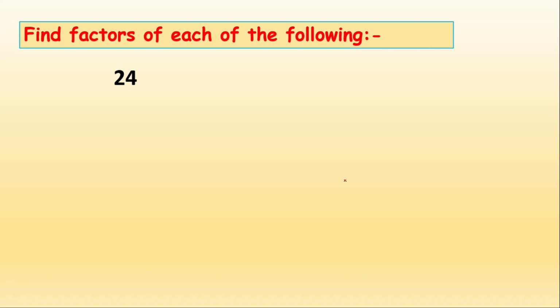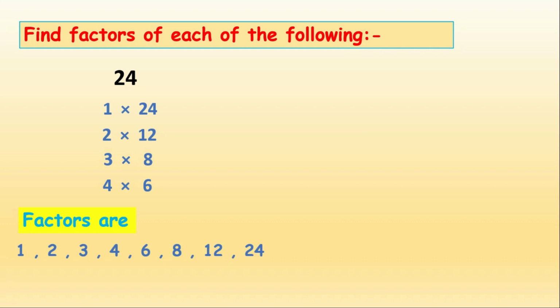Now find the factors of each of the following. 24. Find the factors of 24. Which numbers multiplied by each other get 24? The first number, 1 times 24. Okay, start with number 1. 1 times 24 equals 24. Then 2 times any number gets 24? Yes. 2 times 12, and then 3 times 8, and then 4 times 6. Got it? So the factors are 1, 2, 3, 4, 6, 8, 12, and 24. All these numbers are the factors of 24.